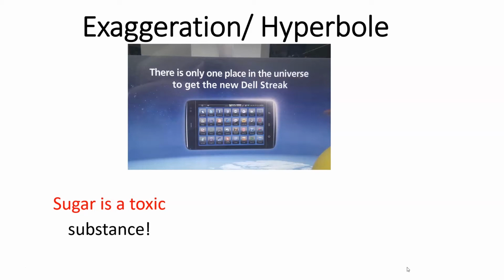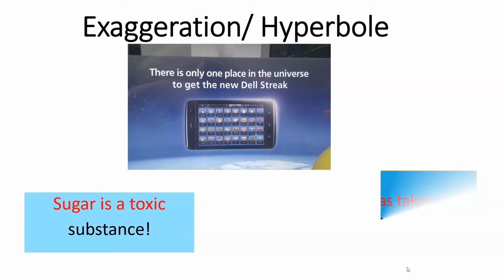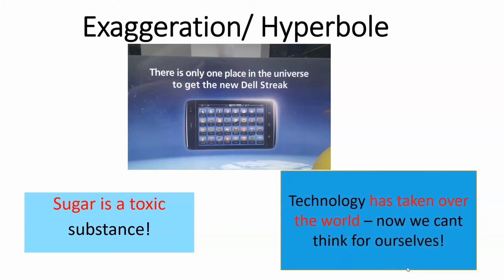It is also a shock tactic that a writer might use, and you can use in your own writing to make a point really convincing. The next one, technology has taken over the world. Now, we can't think for ourselves. So here again, exaggeration, that technology has taken over the world. You can see I've got the font in red suggesting which part is actually the exaggeration.